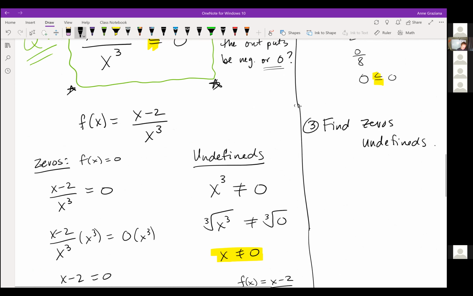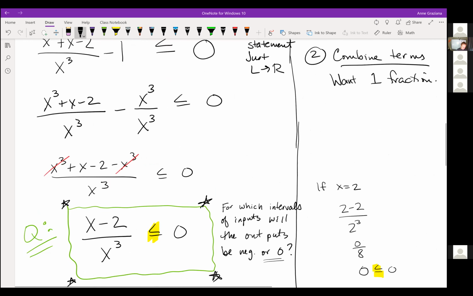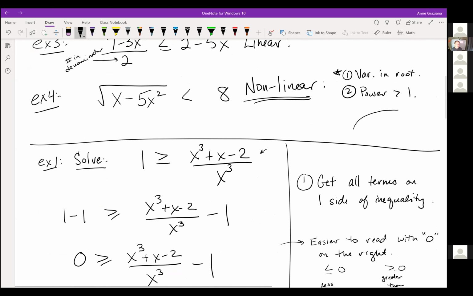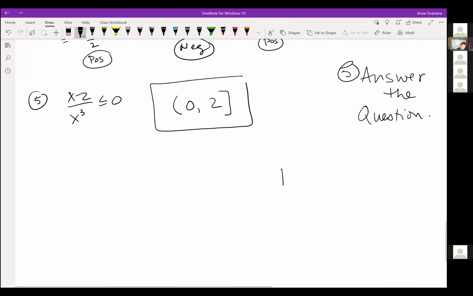Couldn't we just subtract the whole fraction to the left side and it will still stay the same, the inequality sign? Yes, you could. It would just have reversed some signs. If we had done that, let me show you how that would have been different. I'll do it over here. If I did 1 minus, it would have been 1 minus x cubed plus x minus 2 over x cubed, like this, okay?